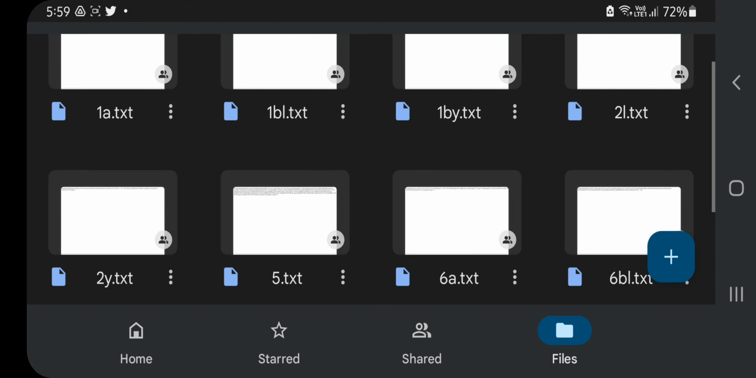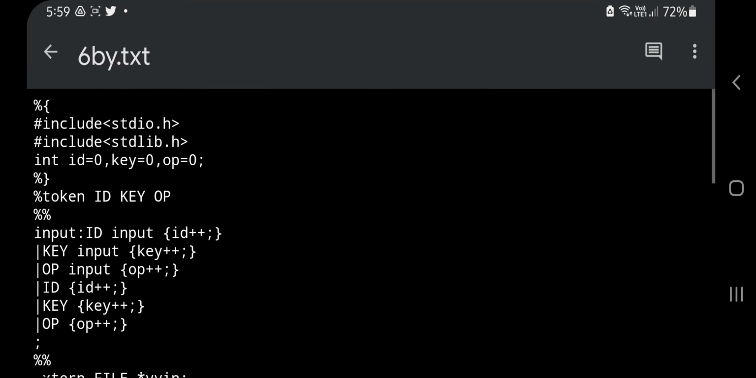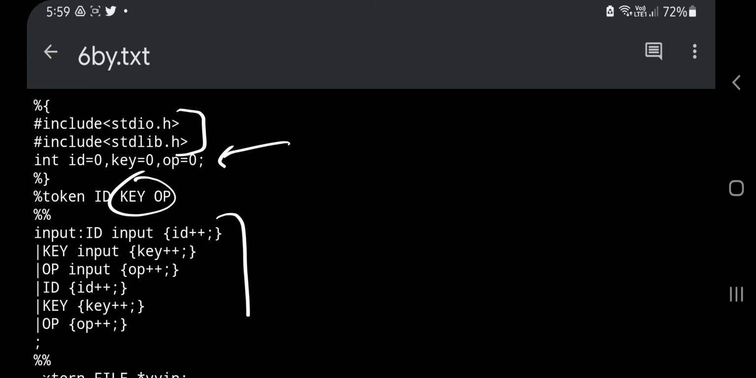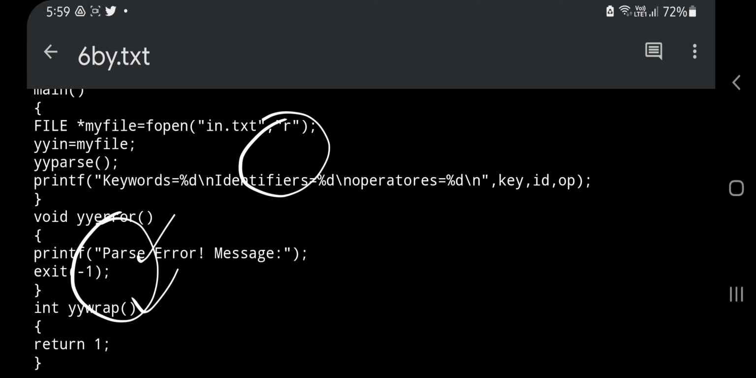And if we discuss 6b.y, in 6b.y also the same format: stdio, stdlib, and if you have some variables, you'll add some tokens, the rules part, and after that we have the void main function and yyerror along with yywrap.